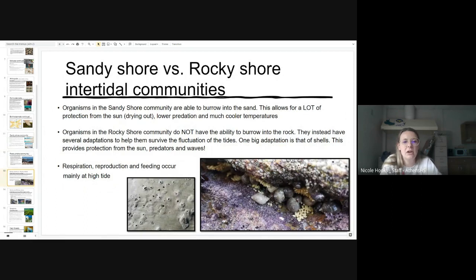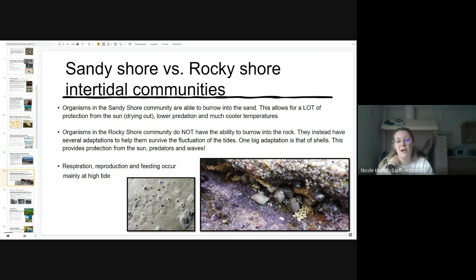Comparing the two together, sandy shores burrow, rocky shores do not. There's a lot less protection from drying out in the sun on rocky shores. Sandy shores have lower predation and cooler temperatures, so they don't have to deal with some of the things our rocky shores have to deal with. If you've ever seen bubbles on the beach, that's the gas exchange coming from sandy shore species living in the sand, like clams and crabs. This allows for a lot of protection for them.